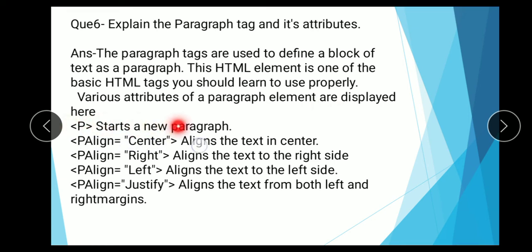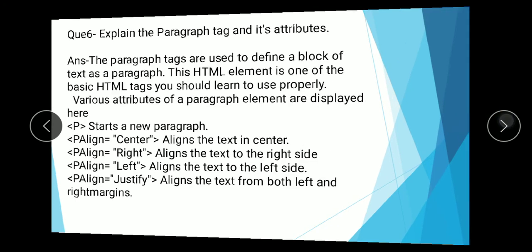Tag P starts a new paragraph. P align equal to center aligns the text in the center. P align equal to right aligns the text to the right side. P align equal to left aligns the text to the left side. P align equal to justify aligns the text from both left and right margin. So these are the attributes of the paragraph tag.